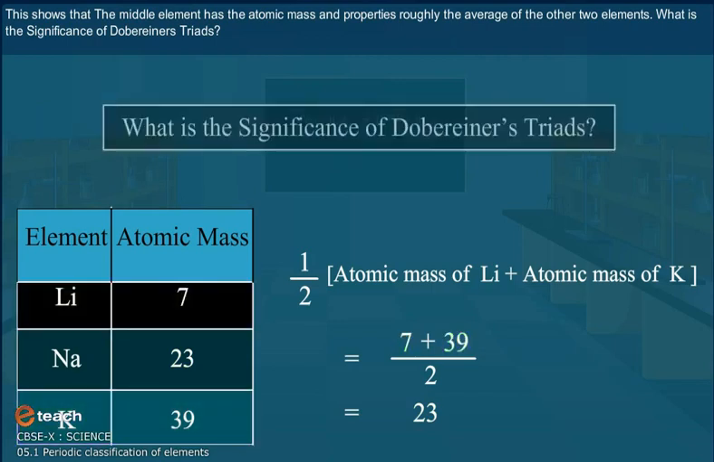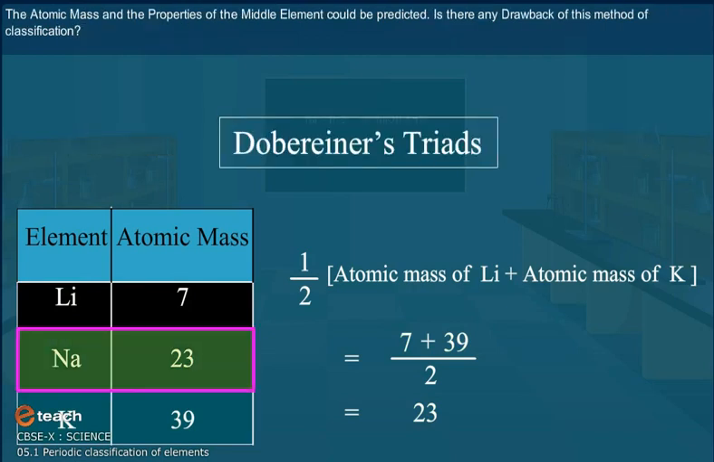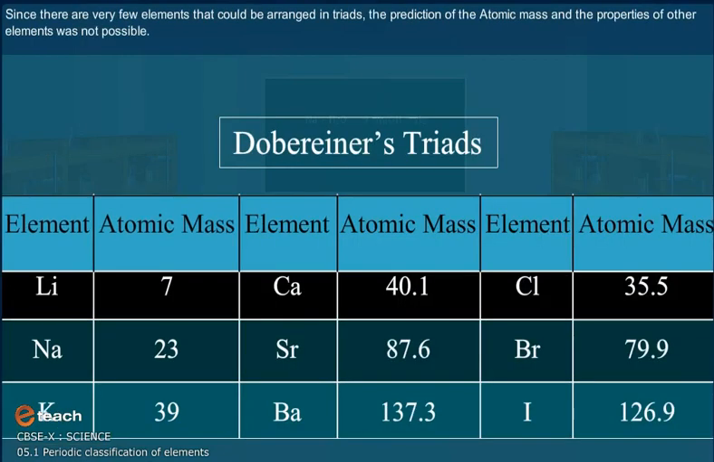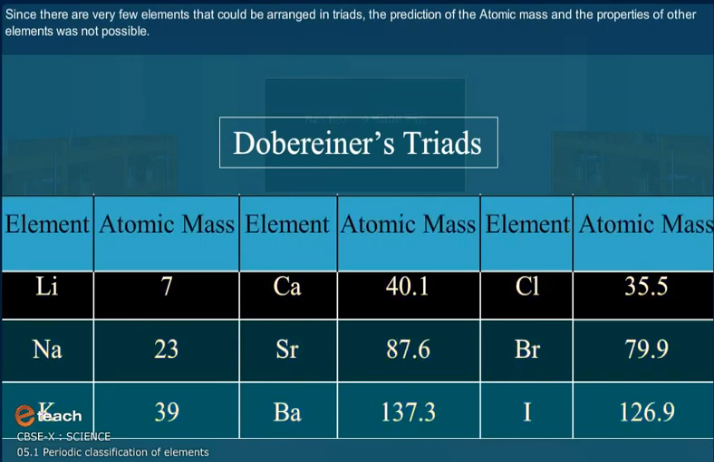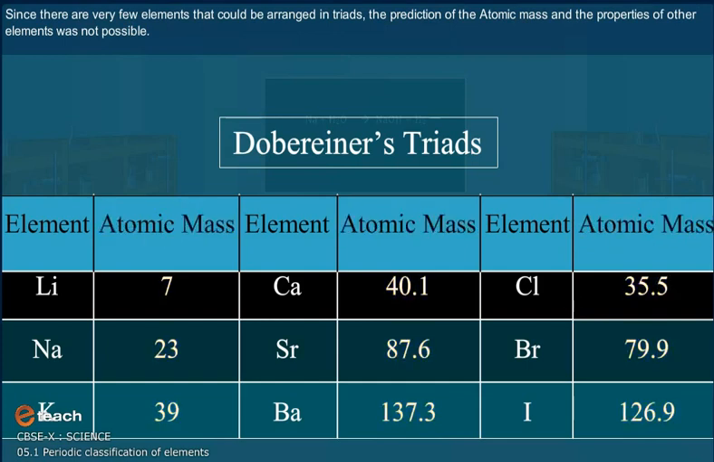Now, what is the significance of Döbereiner's triads? The atomic mass and the properties of the middle element could be predicted. Is there any drawback of this method of classification? Since there are very few elements that could be arranged in triads, the prediction of atomic masses and the properties of other elements was not possible.